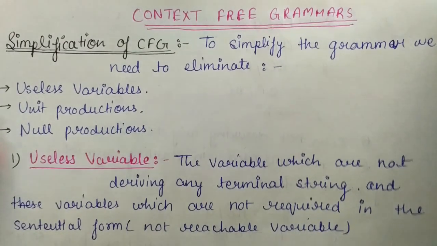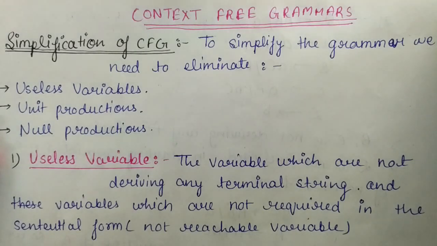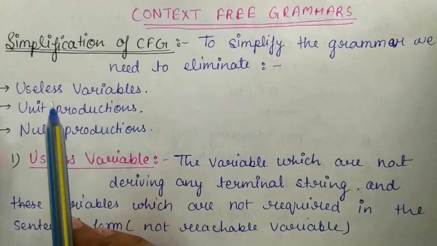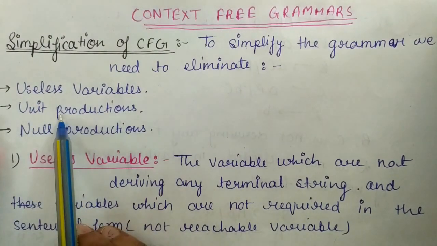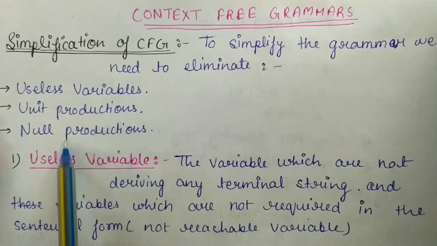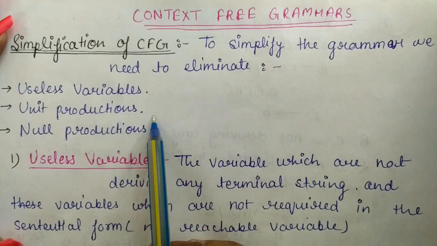Okay, to simplify the grammar, we need to eliminate three things. First one is useless variable, second one is unit productions, and third one is null production. We will cover all these three one by one.